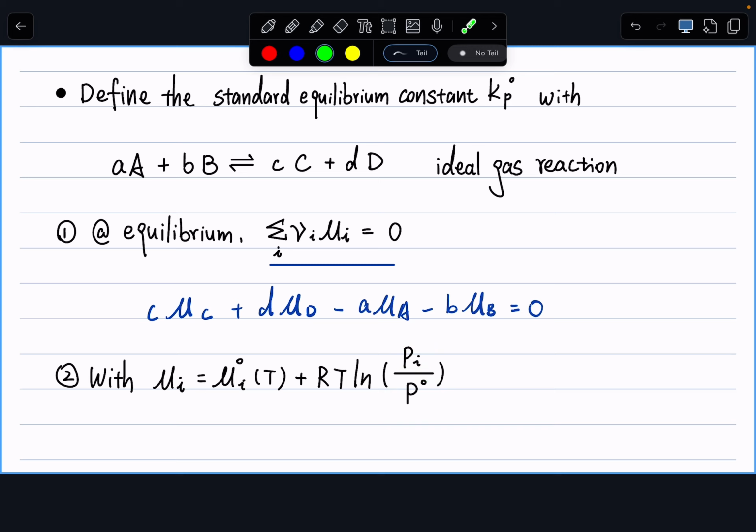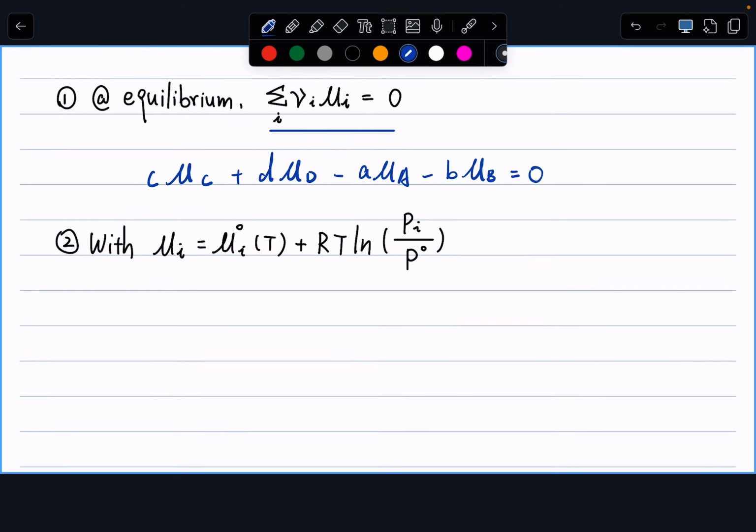All right, so taking these together, we can rewrite my equation 1 with all these chemical potential terms. That becomes a little bit tedious, but we'll write it together. It's stoichiometric coefficient c times mu naught of species C at a certain temperature plus RT ln of the partial pressure of C over P naught. Right, same for D, A, and B.